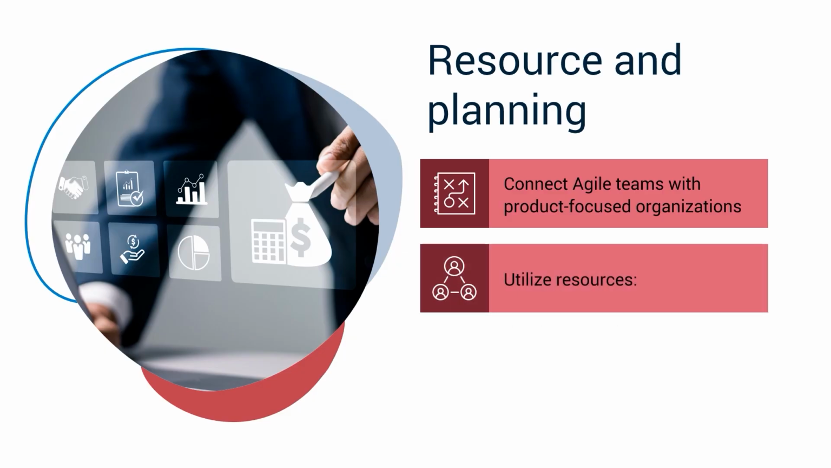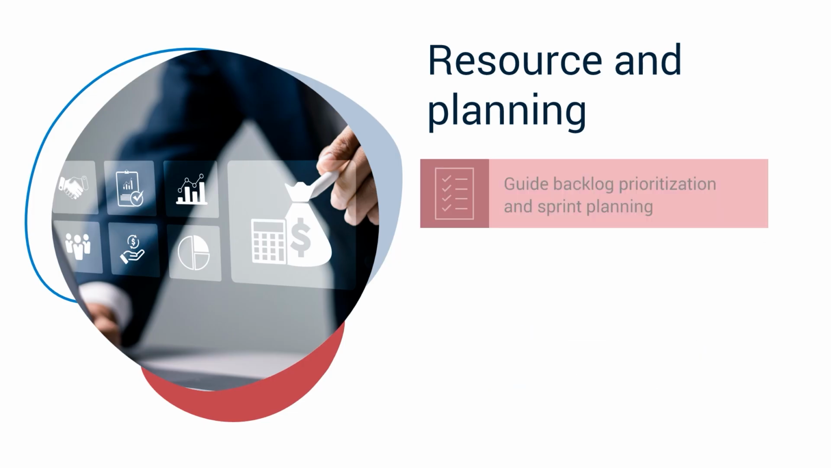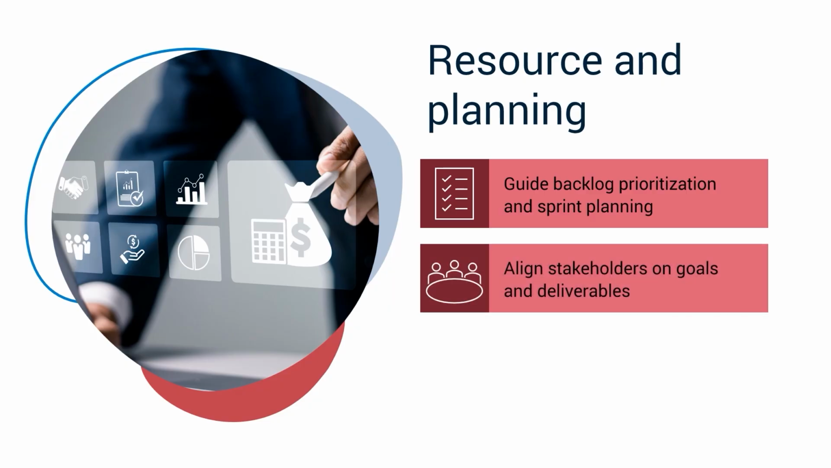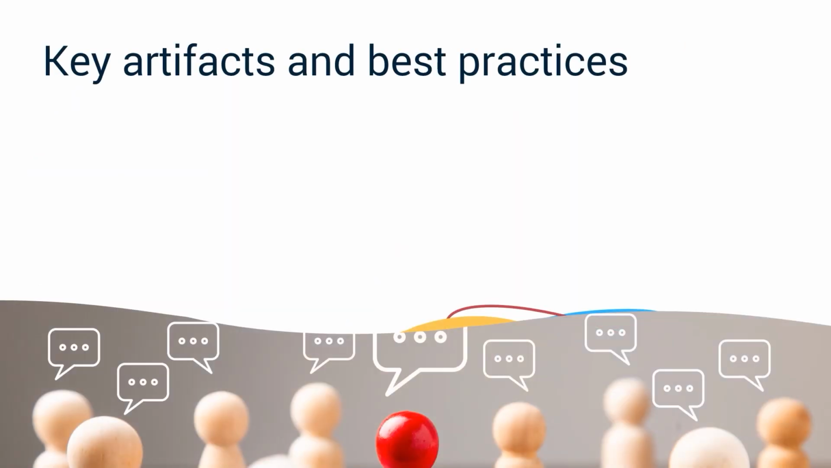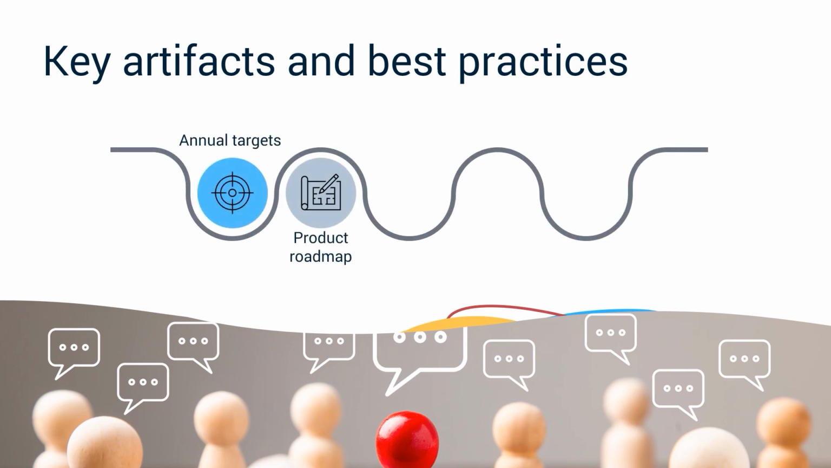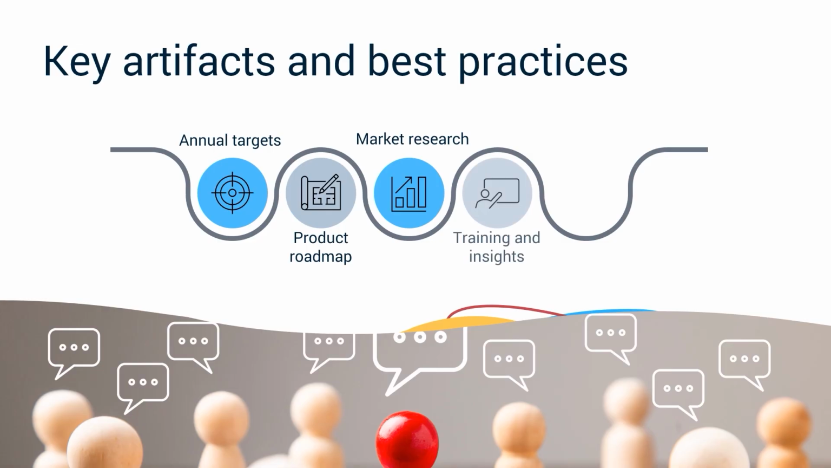They can use resources such as market research, product roadmaps, key performance indicators, or KPIs, objectives and key results, or OKRs, value propositions, customer feedback, and strategies. These inputs guide backlog prioritization and sprint planning while ensuring all stakeholders stay informed about goals and deliverables. Additionally, for effective collaboration, the product owner can leverage key artifacts and best practices such as annual targets, product roadmap, market research and insights, training and information sharing, and sprint demos.